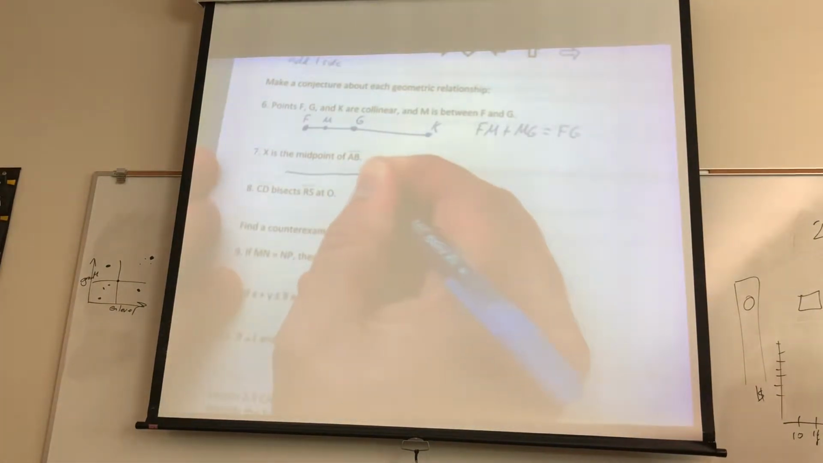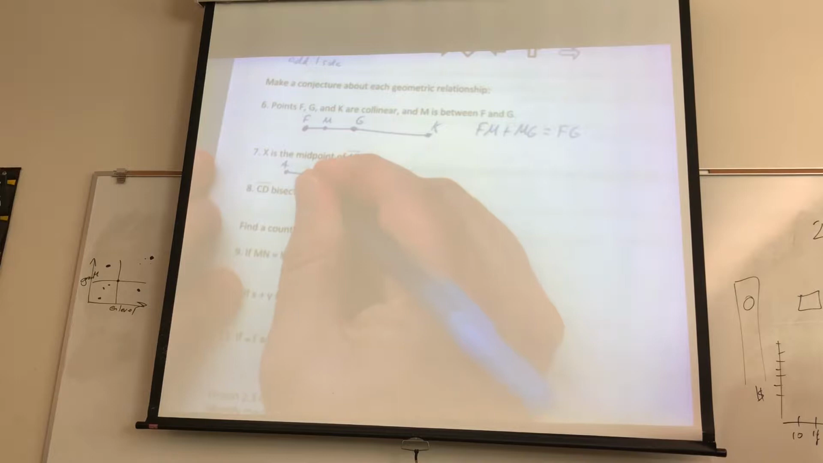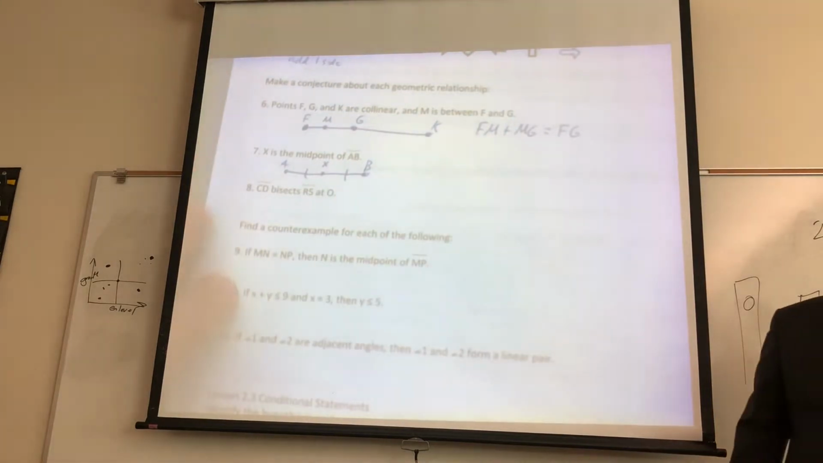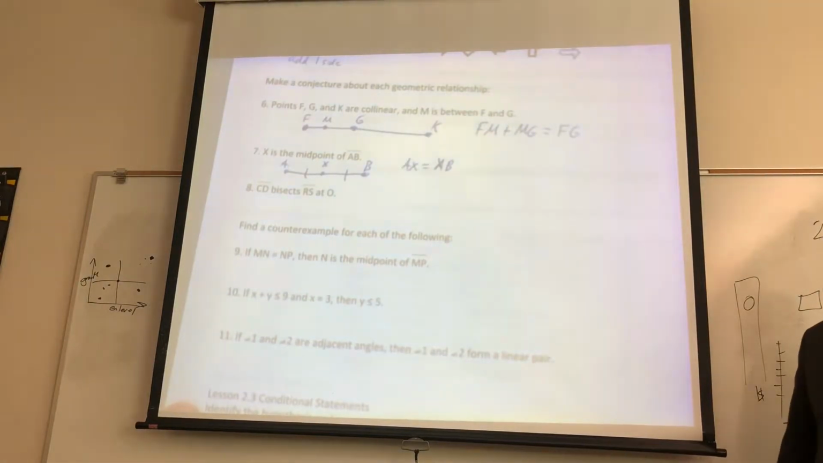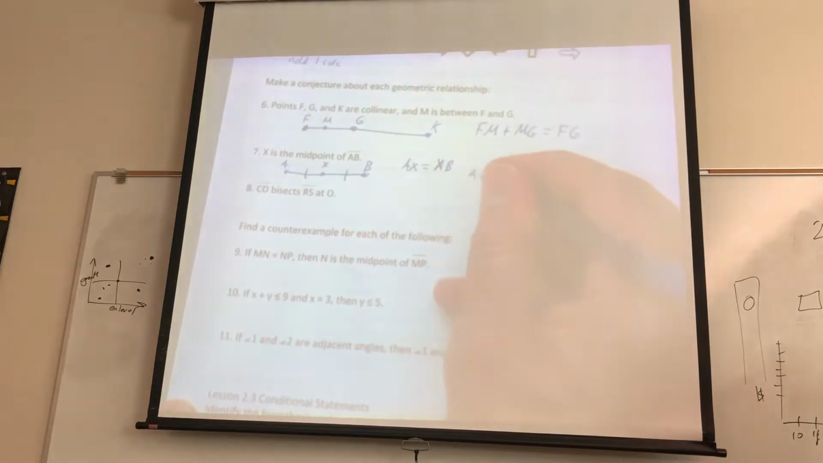X is the midpoint of AB. Again, we've got an understanding of here's A, here's B, 2 points make a line, but this time we know X is dead center of these two things. So we could say a couple things. We can say that AX is equal to XB. All right, we know that those two sides are equal. We could also say AX plus XB is equal to AB.